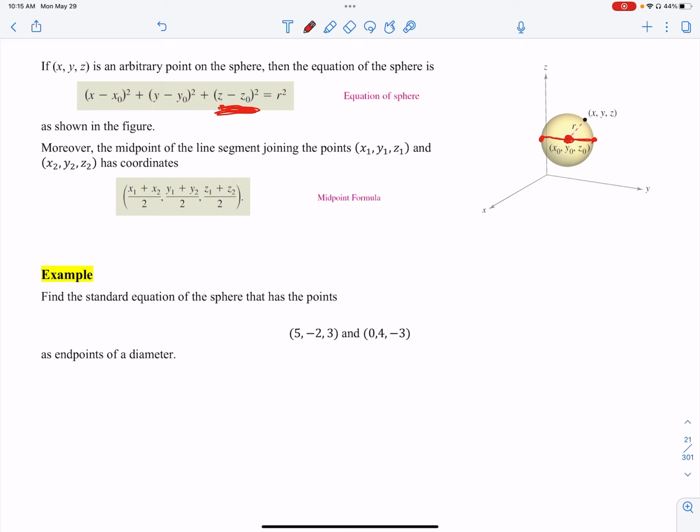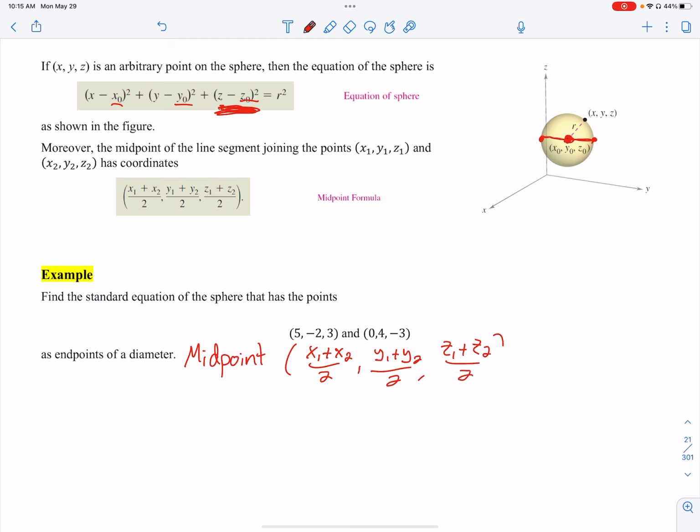Okay, so I need the center point because that's what this is. And then I need the radius. Okay, so the center point is just going to be your midpoint. So let's go ahead and find that. Anytime I use a formula, I write it to help me memorize it. All right, sorry for the sloppy handwriting, but if you can read it, I think that's the important part, but keeping them level. Anyways, okay, so midpoint.